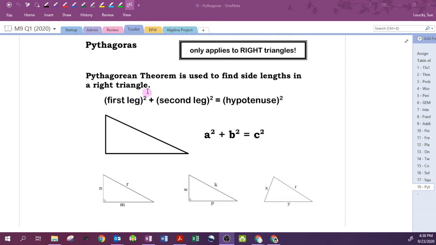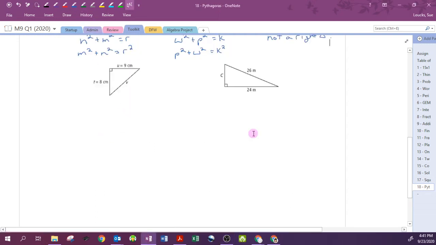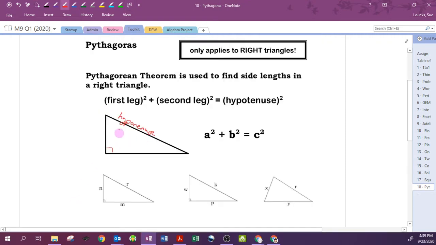The first thing is a right triangle is one that has a 90-degree angle. We show that in this triangle. Now, if it helps, write out a squared plus b squared in your equation, and then the longest side of the triangle is called the hypotenuse. All right, and the hypotenuse is always the one that's across from the right angle.